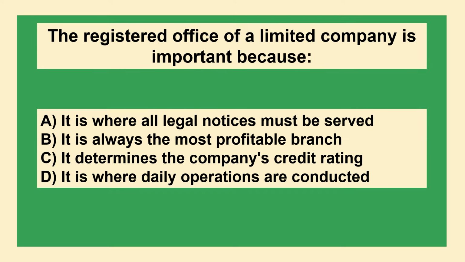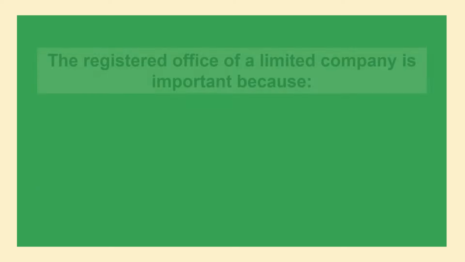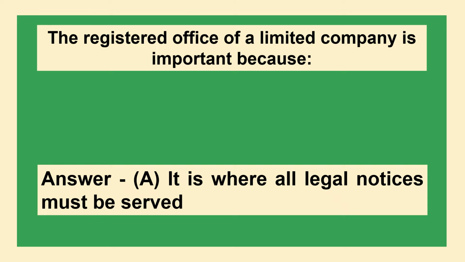The next question is, the registered office of a limited company is important because option A, it is where all legal notices must be served. Option B, it is always the most profitable branch. Option C, it determines the company's credit rating. Option D, it is where daily operations are conducted. The correct answer is option A, it is where all legal notices must be served.